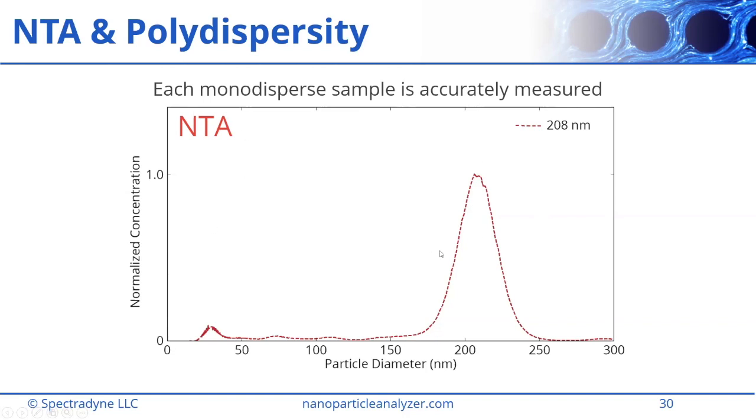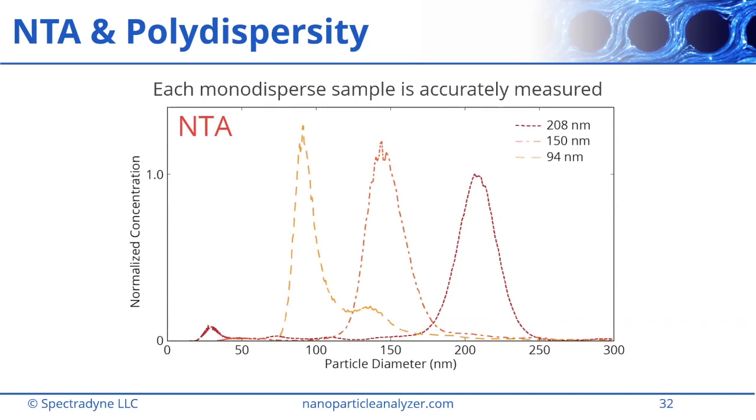NTA does a great job of measuring the sample. It shows a nice clear peak, and the concentration, here I've normalized it out, but it's about right for these particles. We can do the exact same thing for a 150 nanometer particle, monodispersed sample measured all by itself, and NTA does a good job again. We can do the same thing for 94 nanometer particles.